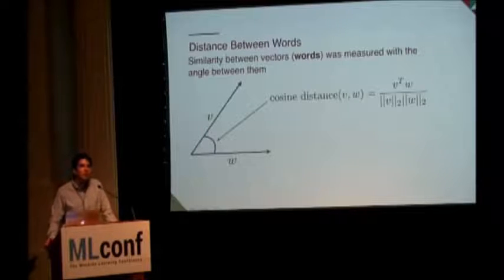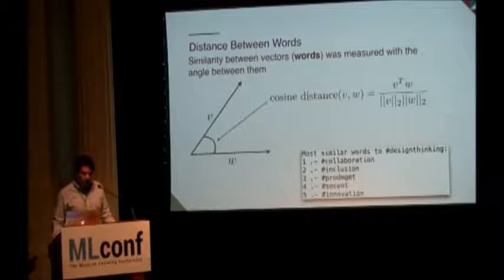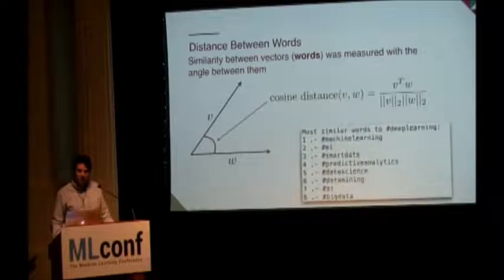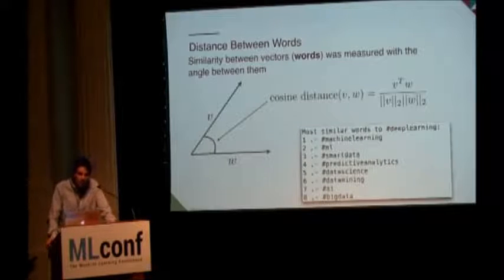Now that we have a numerical vector associated with each word, we can measure similarity between words by measuring the angle. And usually the cosine distance is used, that is the dot product between the vectors divided by the norm of each of them. To give you an example, the similar words to design thinking are collaboration, inclusion, product management, and so on. And another example, similar words to deep learning are machine learning, ML, smart data, and so on.